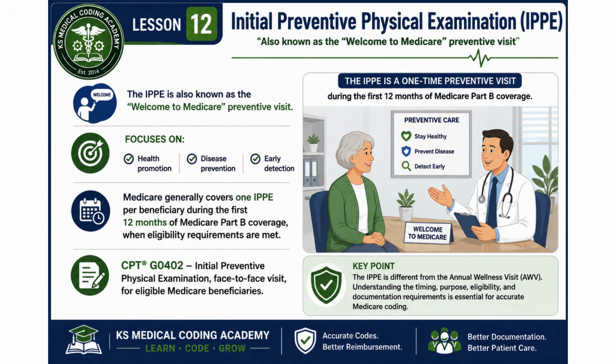Now let's discuss the Initial Preventive Physical Examination, or IPPE. The IPPE is also known as the Welcome to Medicare Preventive Visit. Its main purpose is to promote health, prevent disease, and identify potential health problems early. Medicare generally covers one IPPE per beneficiary during the first 12 months of Medicare Part B coverage, when the eligibility requirements are met. For coding purposes, the IPPE is reported with HCPCS code G0402 for the Initial Preventive Physical Examination. Remember, the IPPE is different from the Annual Wellness Visit, or AWV. Understanding the timing, purpose, eligibility, and documentation requirements is essential for accurate Medicare coding.